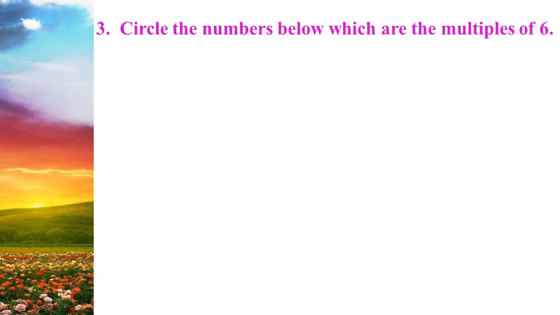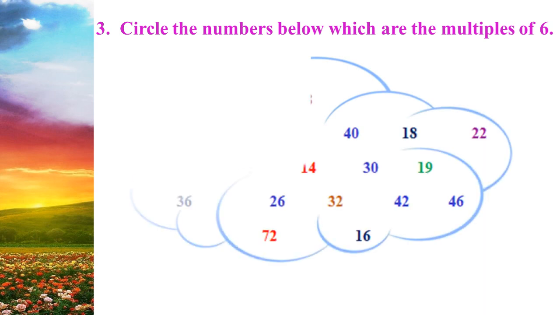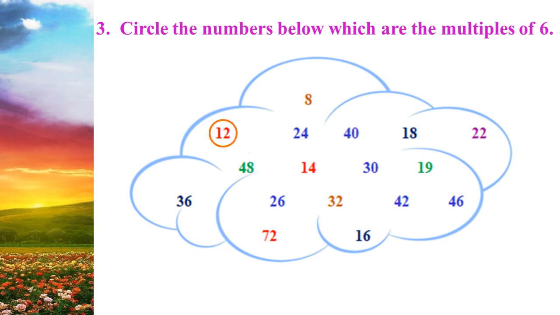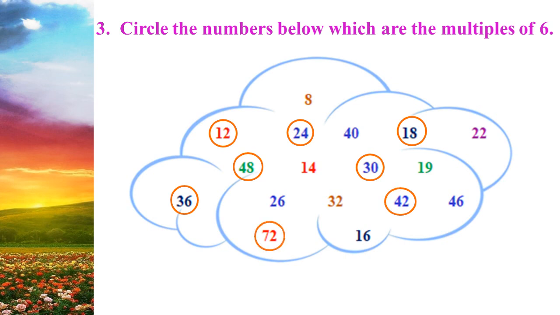Let's see third question. Circle the numbers below which are the multiples of 6. Here given some numbers. We have to find and circle the multiples of 6. As you know very well, multiples of 6: 12, 48, 24, 18, 30, 36, 42 and 72.